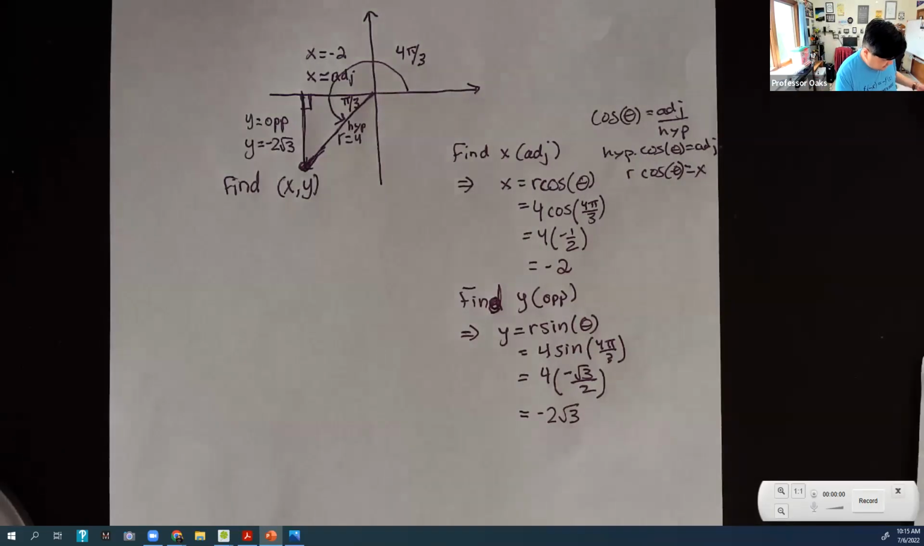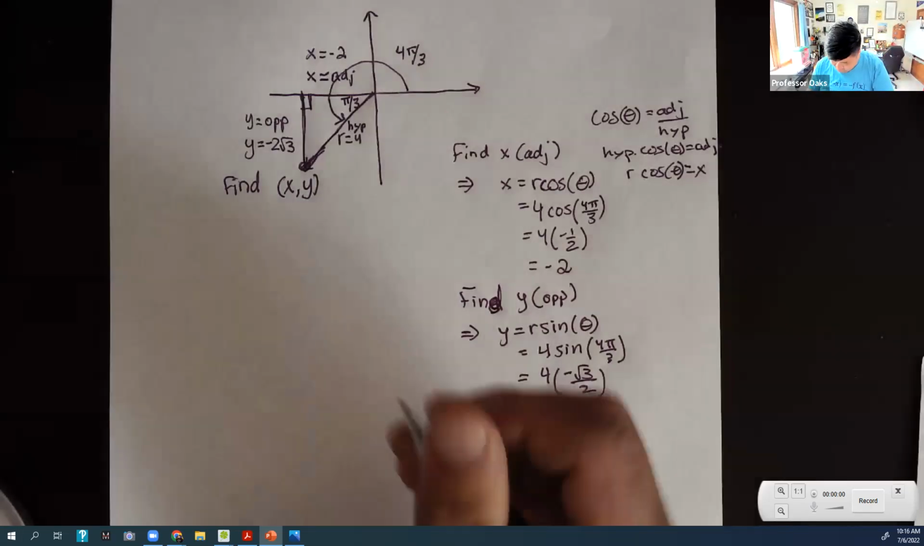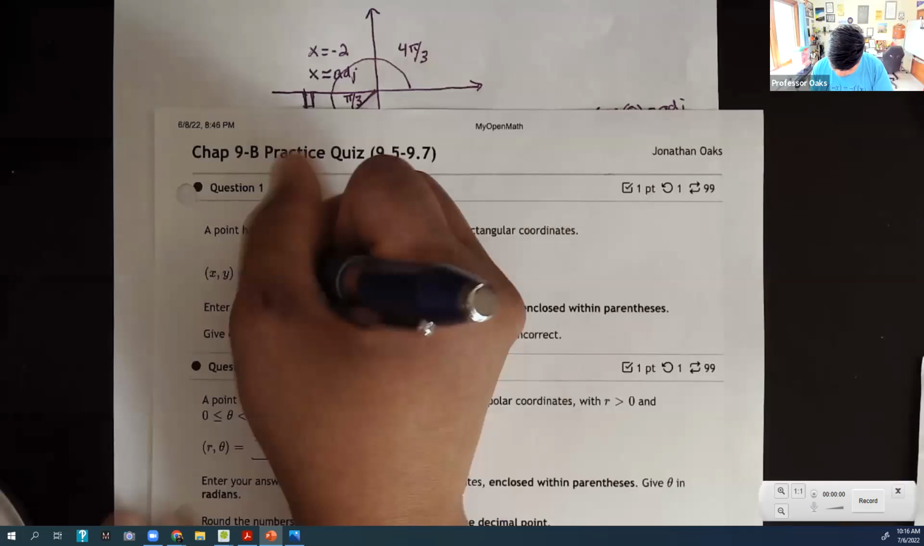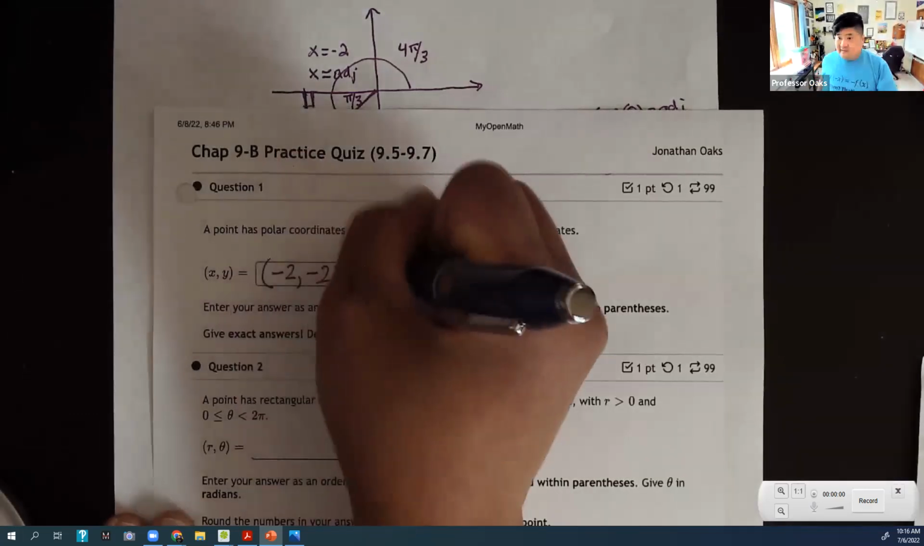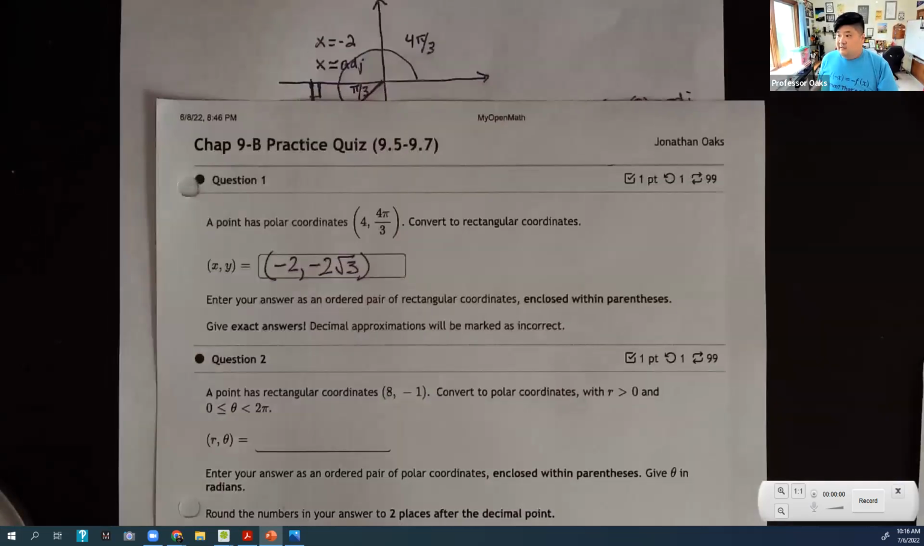I was looking for something, but I feel like that's all I needed to say. So if I were to do that one, then that's all I would actually enter for that result. The x, y would be -2 comma -2 square root of 3. So do you have any questions, Christina?